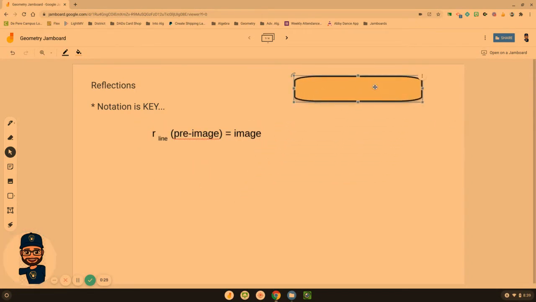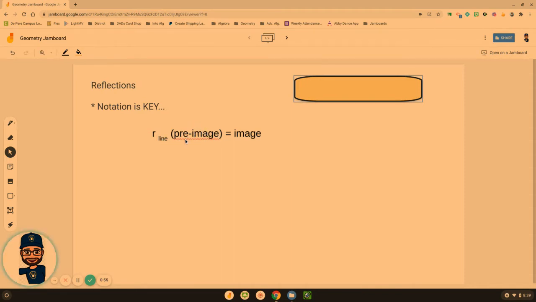And so here's the general formula. And if you don't have this written down, I would make sure you have it written down somewhere. But we have lowercase r, which represents the reflection, over a very specific line, the x-axis, y equals 5, line L, a lot of different things we could have here. But this is telling us where to do the reflection of the pre-image, right?